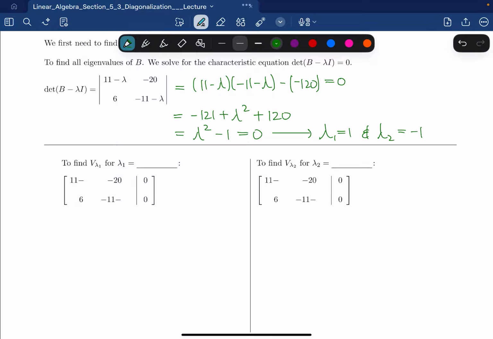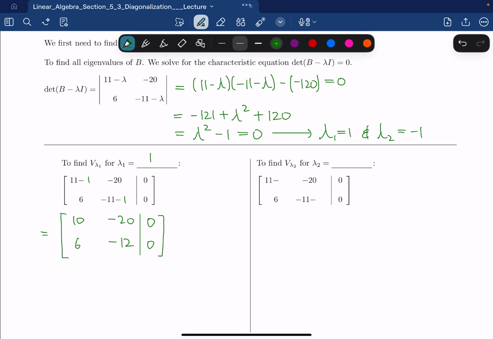So for lambda 1 equals 1, it's going to be 11 minus 1, negative 20, 6, negative 11 minus 1. And this is going to give us 10, negative 20, 6, negative 12, augmented with 0, 0.